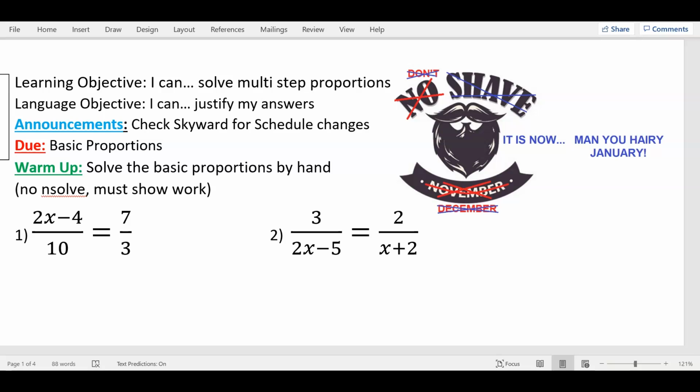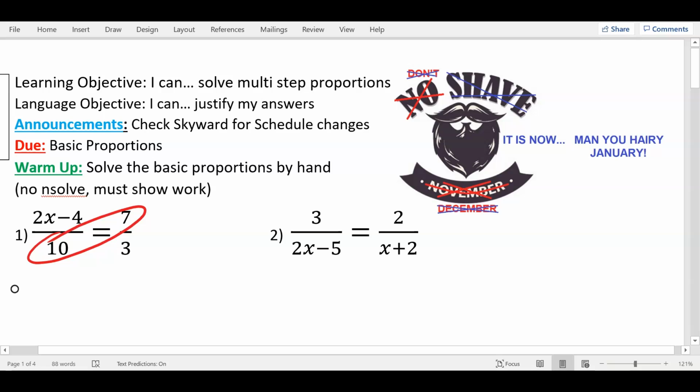Okay, so same process. What did we learn yesterday? What was the method to solve these? You can call it butterfly method, or cross multiply and divide is the mathy way to say it, right? So I like to show it by circling the things that I'm going to cross multiply. Now, when you cross this way, 10 times 7, I think we know how to do that. 10 times 7 is what?